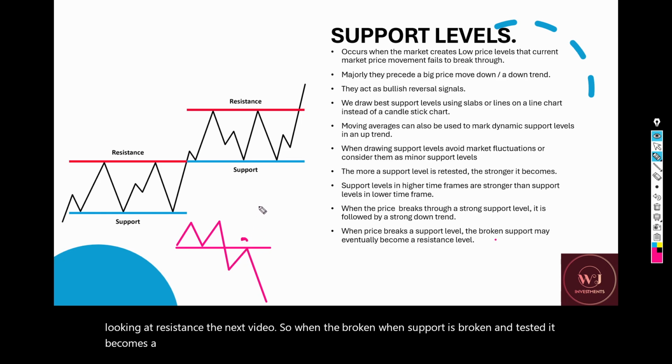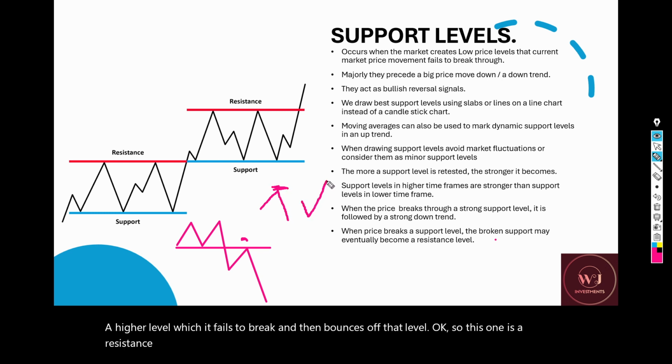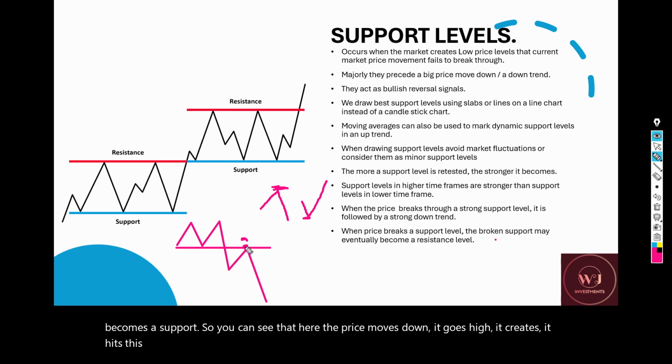Resistance occurs when the price makes a higher level, which it fails to break, and then bounces off that level. So this one is a resistance. But when the price is moving high and creates a lower level that it fails to break, it becomes a support. You can see that here the price moves down, it goes high, it hits this previous support, and this previous support creates a high level that fails to be broken, and then it goes right down. So that one becomes a resistance level.